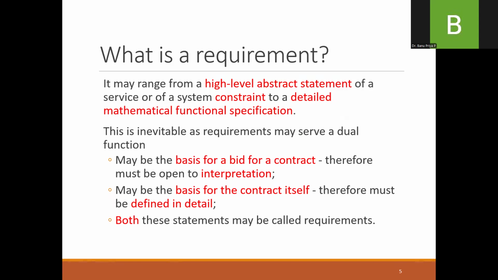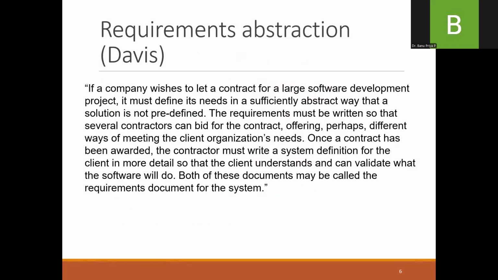It can be the basis for a bid of a contract. Therefore, it must be open to interpretation, or it can be the basis for a contract itself. That is why it should be defined in detail. Or it can be a combination of both of these. That is, it should be interpretable, and also it should be defined in detail. Nothing but what he wants. What is it that he expects? Now let us see. If a company wants to let a contract for a very large software development project, then the requirements must be written accordingly, like bidding a contract.